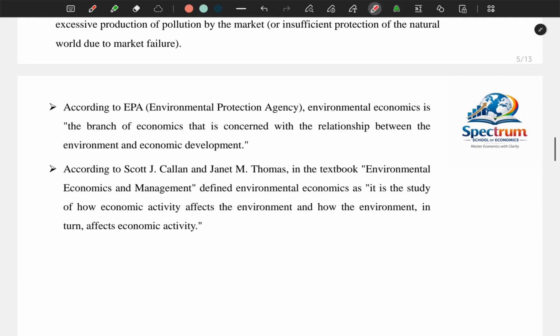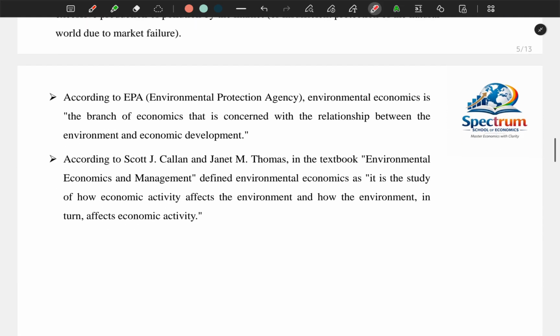The next definition is given by the EPA, which means Environmental Protection Agency. Then the last ones are Scott J. Callan, then Janet M. Thomas.